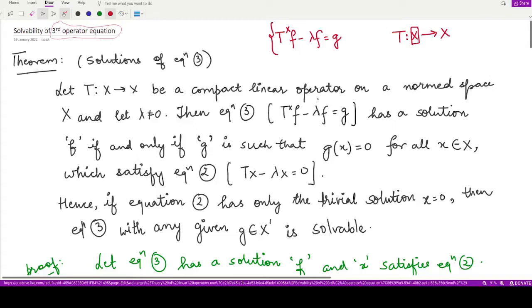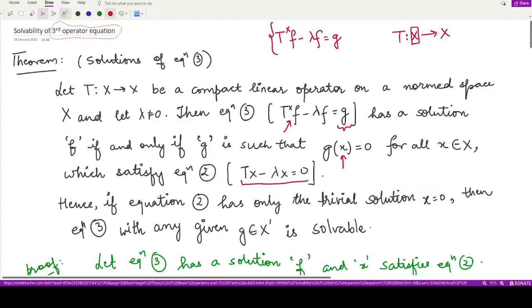According to this theorem, if T is given to be a compact linear operator on a given normed space X and lambda not equal to 0 is also given to us, some complex number, then equation 3 has a solution f, a solution for a given g, and g is already fixed, if and only if g is such that g of x is equal to 0. That means when we input x into g, that is equal to 0. And what are all these x? They are all those members which satisfy equation number 2.